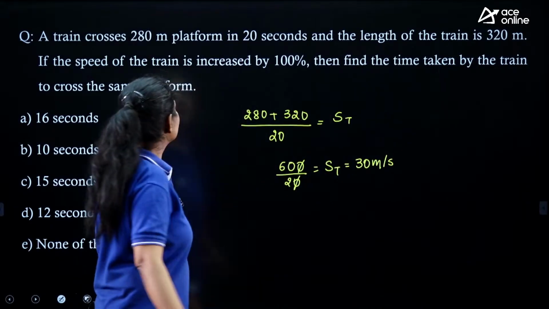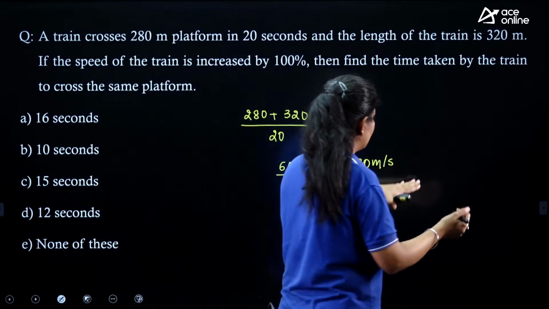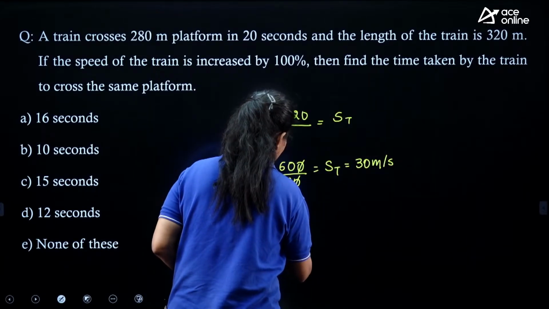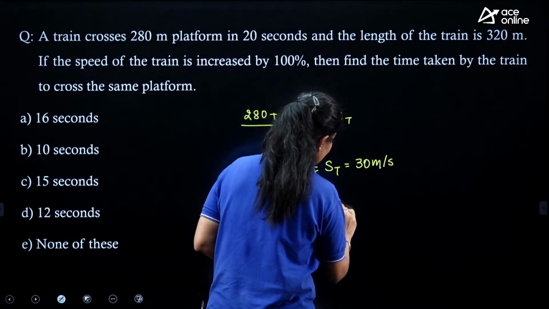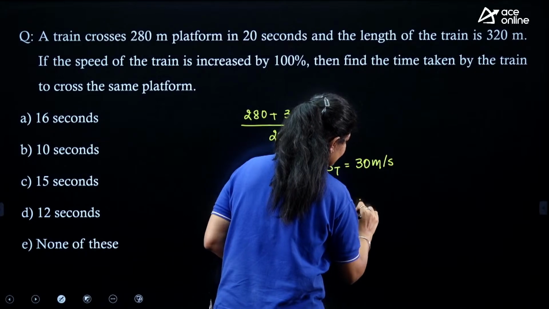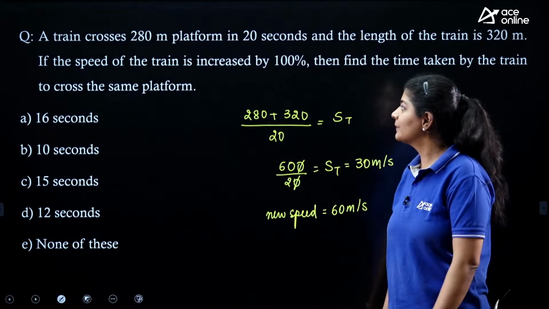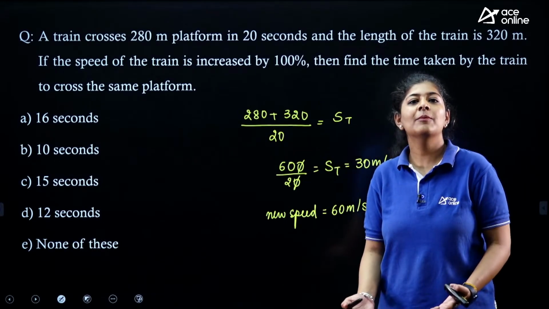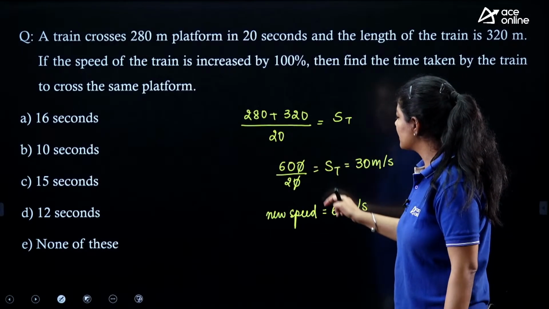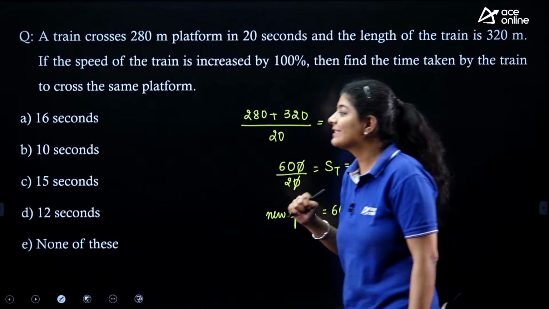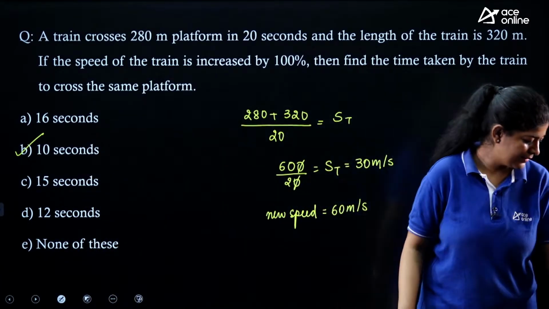Now the question is saying that if the speed of the train is increased by 100%, that means it will become the new speed. The new speed is 60 meters per second, and we need to find out in how much time it will cross the same platform. So instead of this 20, just put 60 and ultimately you will get the answer as 10 seconds. Option number B is the correct one, right?